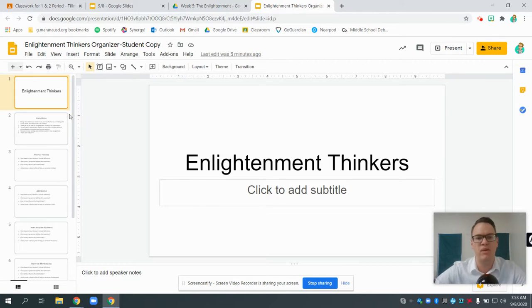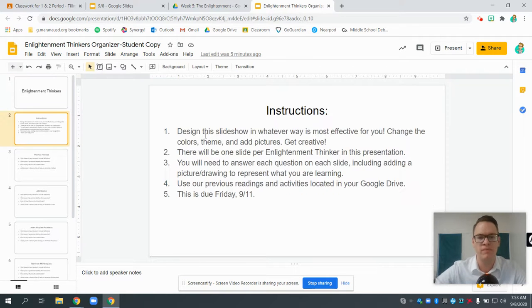I purposefully made this as plain as possible because, as you can see from the first instructions on slide 2, you're going to be designing the slideshow in whatever way is most effective for you. So if you need to put in pictures from video games that are going to help you remember the information on each tab, or animate, or draw pictures, or do those things, that's totally up to you as far as how to make this most effective.